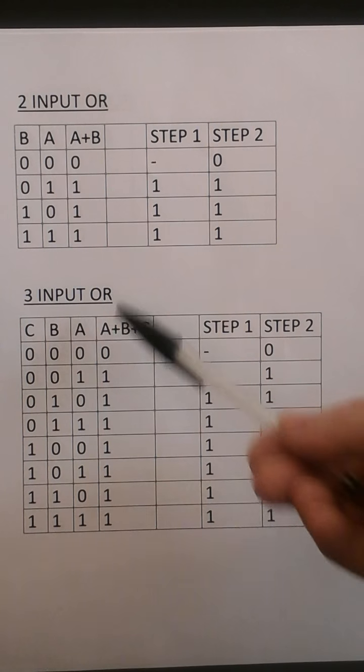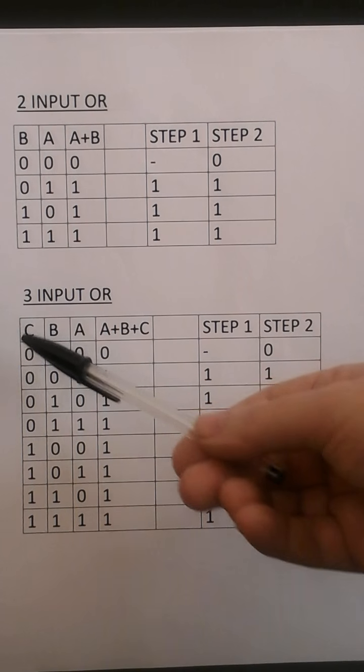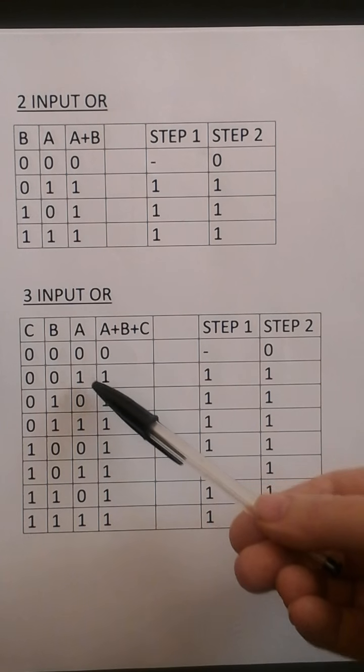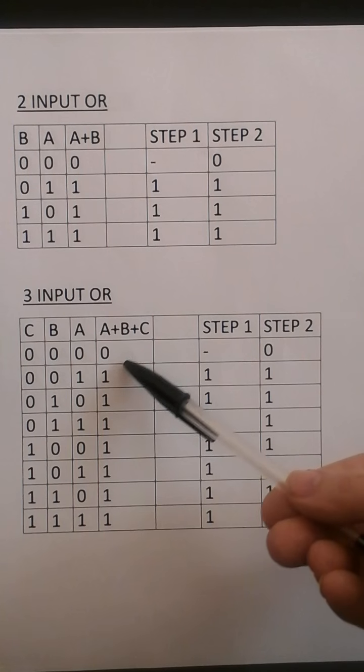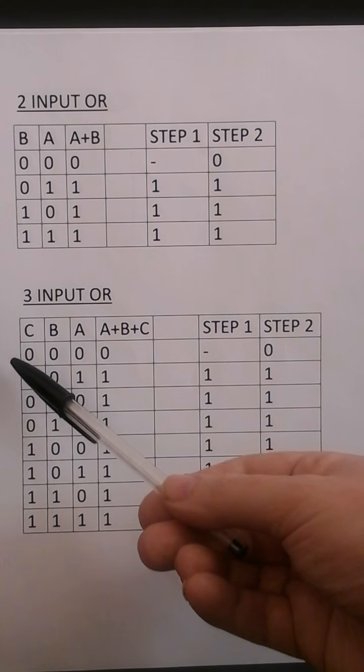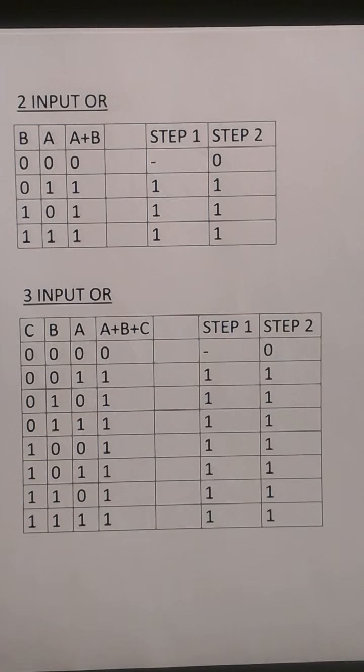For a 3 input OR, inputs A, B and C variables, you've got A or B or C. You look for a 1 on any of the inputs and you fill that with a 1. That's step 1. And then step 2, you fill in the remaining 0 when all the inputs are 0.